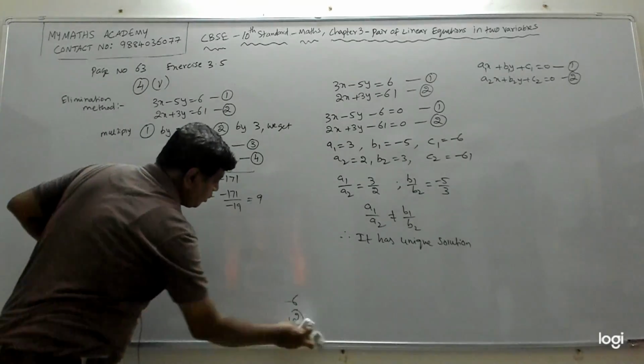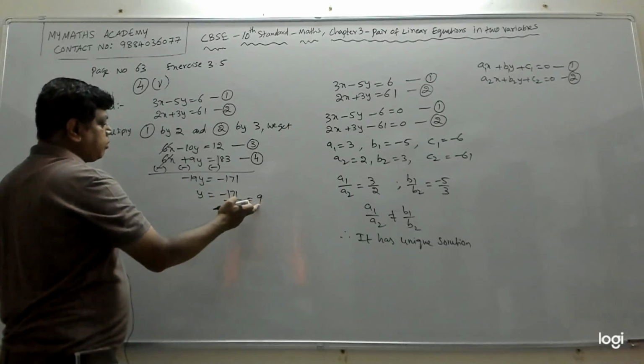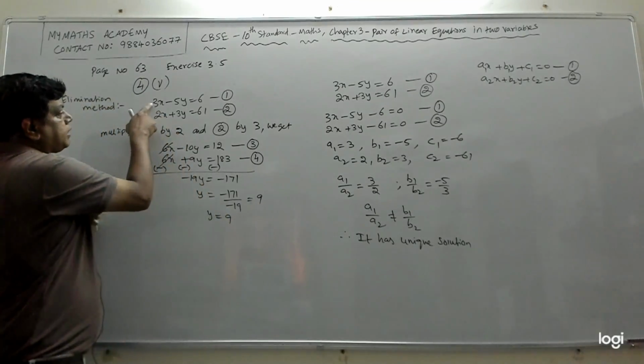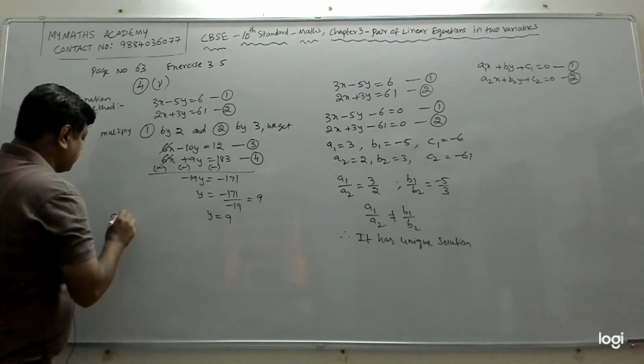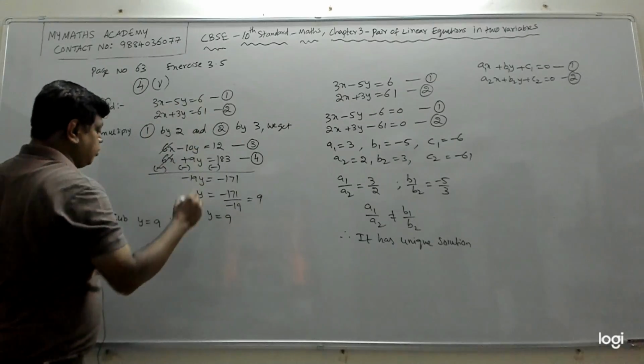Now we should find the value of x. How do we find the value of x? We should substitute y is equal to 9. So we got y is equal to 9. Substitute y is equal to 9 in any one of the equations. Any one we can substitute. So we'll substitute y is equal to 9 in the first equation.